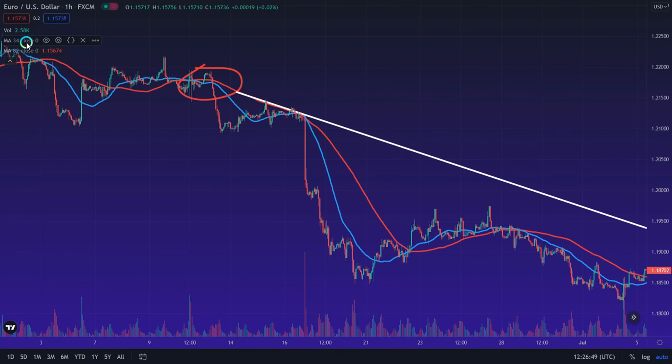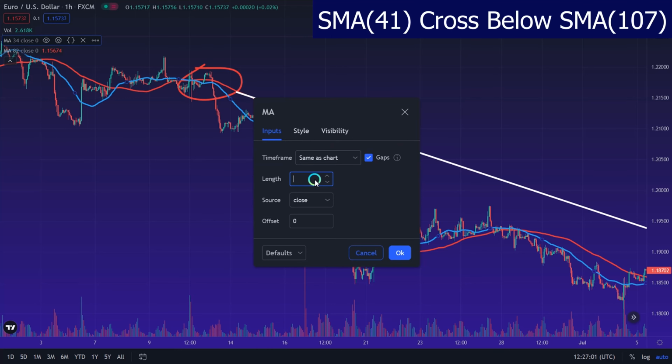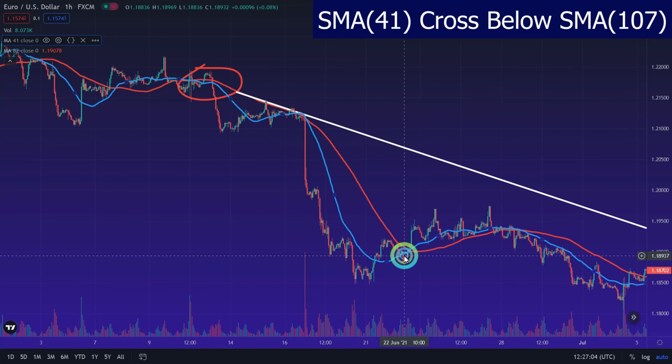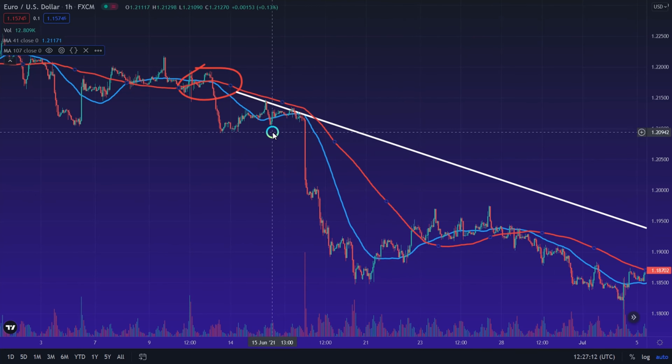Let's see our second condition. Our second condition will be a crossover, and basically we will need 2 other moving averages. The first is a 41 period simple moving average, and the second is a 107 period simple moving average. We will take this trade if the first condition meets the second condition at the same time. We have already seen that the first condition is great. We can check it, it's okay. We can take this trade based on the first condition.